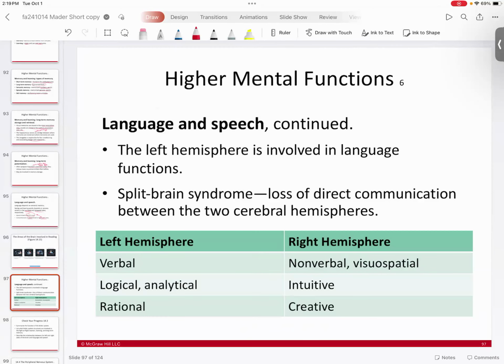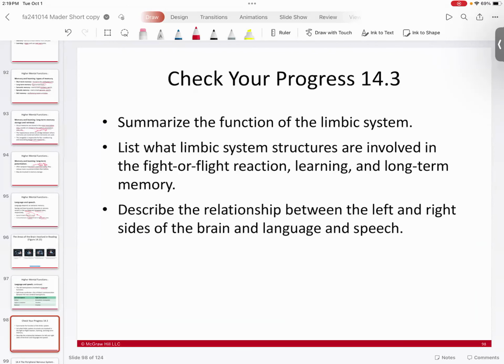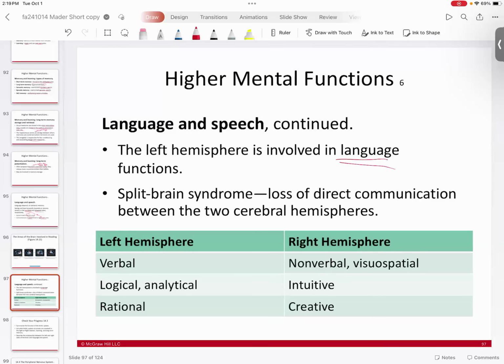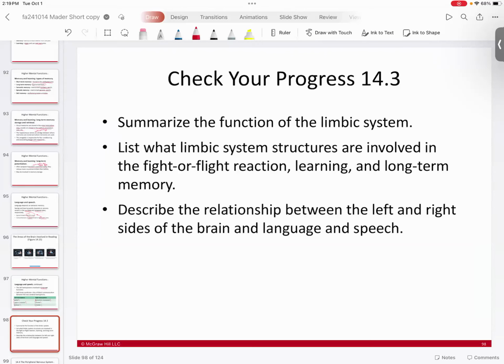So oftentimes when you take a look at language and speech, the left hemisphere is dedicated to language functions. Split brain syndrome is where you have loss of communication between those two hemispheres, so you have one side of your brain doing one thing and the other side not involved in the process. The left hemisphere will be involved in your verbal intelligence, your logic, your analysis, and your rationale. The right side will be typically nonverbal or visual spatial intelligence, your intuition, and your creativity. So that's your left and right side dedicated regions of your brain.